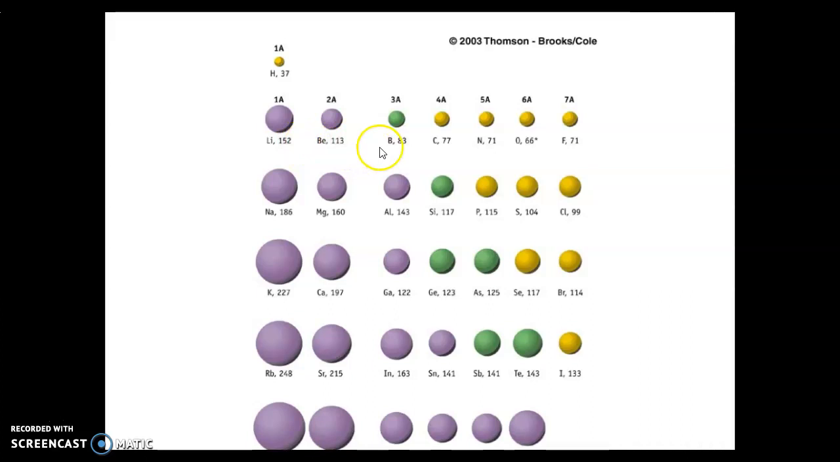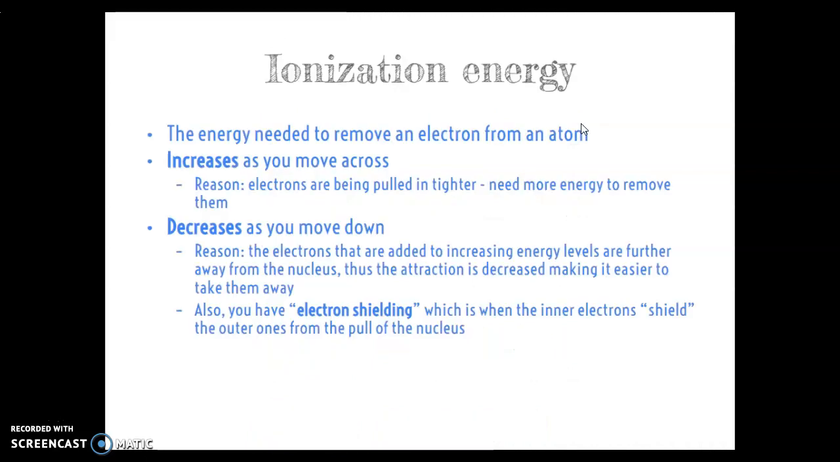And as you go across a row, you'll see that the size decreases, right? Because you're adding more protons to the nucleus, and those electrons on the outside are more attracted to it. The next trend we're going to talk about is ionization energy.